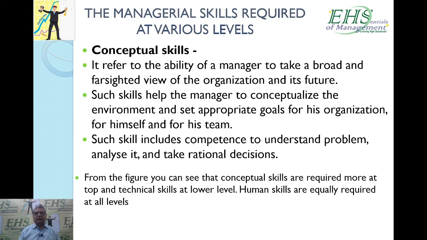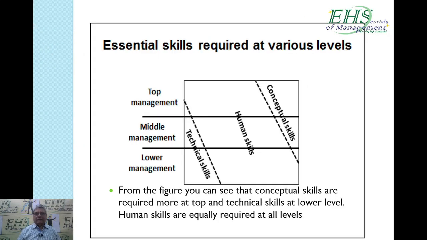Now there is a figure, and from that figure we will understand what skills are required. We will find that conceptual skills are required more at the top and technical skills at the lower level, but human skills are equally required at all the levels. From this figure you can see there is top management, middle management and lower management. At top management technical skills may not be required much, but conceptual skills are required more. Then at the lower level of management, technical skills are required more, and human skills are required equally at all the levels.